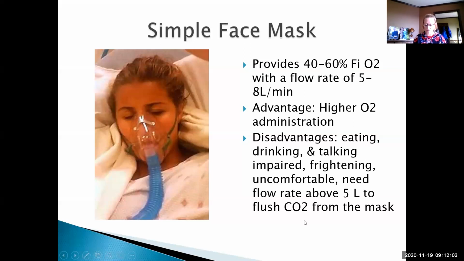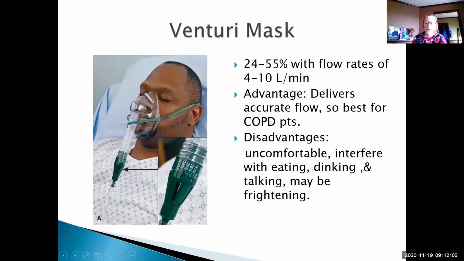Then we have our Venturi mask or a Venti mask. Can be anywhere from 24 to 55% with flow rates of 4 to 10 liters. So as I already mentioned, the Venti mask is nice because it delivers a more accurate flow. So it's beneficial for those patients that we need to be careful with giving too much oxygen, like our COPDers. Same disadvantages of any mask, of our simple mask or any. So it depends on where you're at, what type of mask you have.